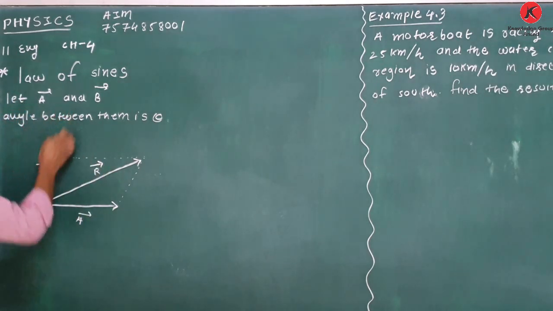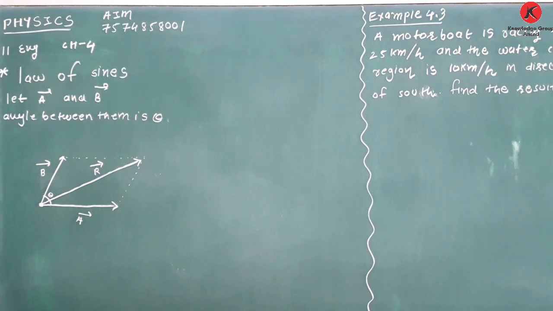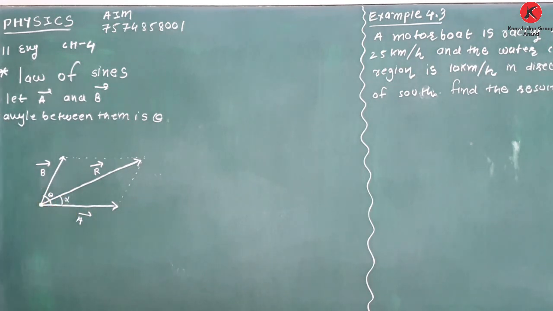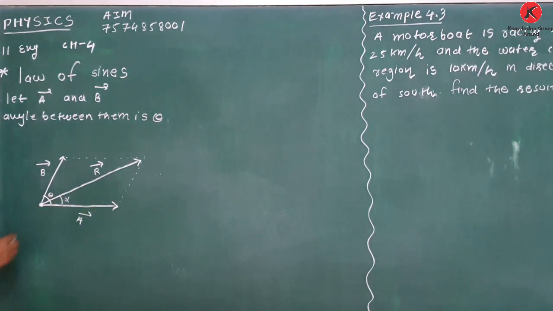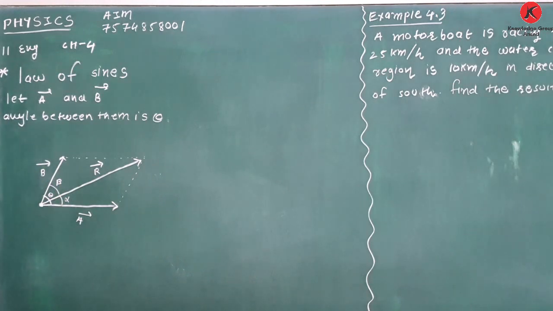What is the angle between A and B? The angle between A and B is theta. Clear about this? Now, for the law of sines, I am assuming that this resultant vector R makes angle alpha with vector A. Also, this resultant vector R makes angle beta with this vector B.